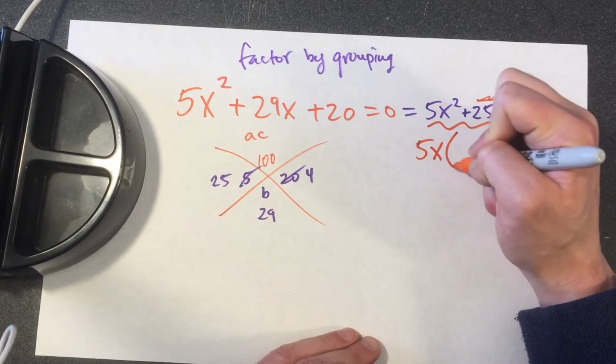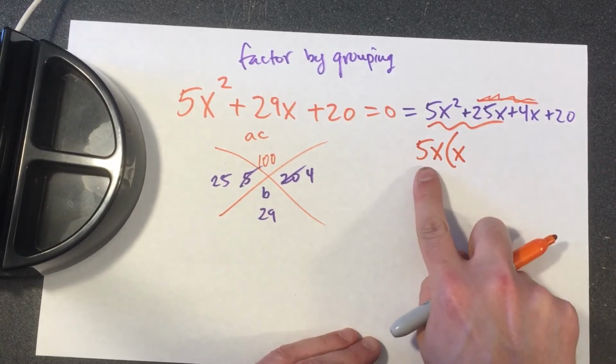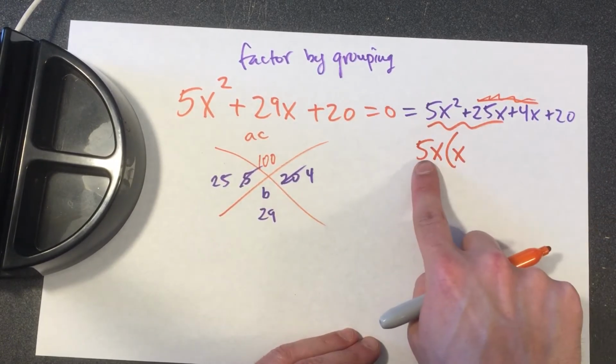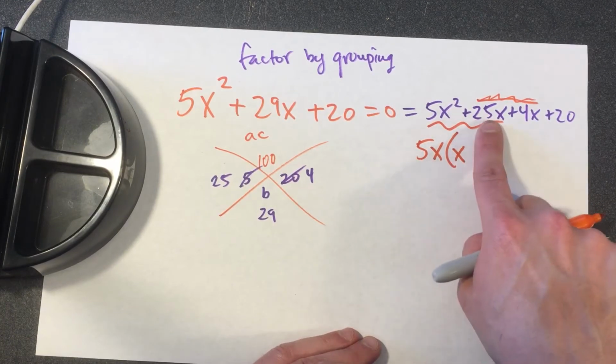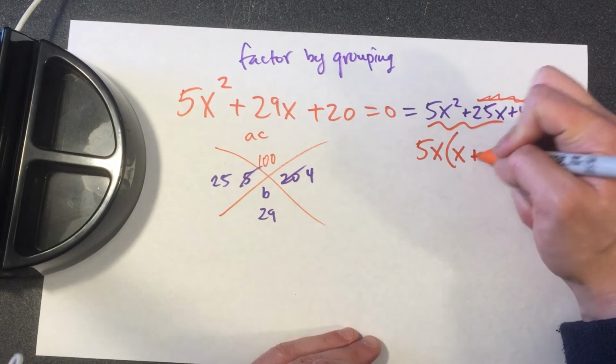That's 5x. So I know that 5x times x is 5x squared. And let's look over here. If I divide 25x by 5x, I just get 5.